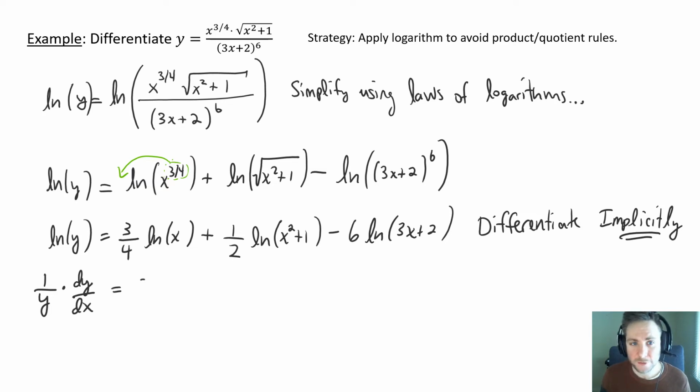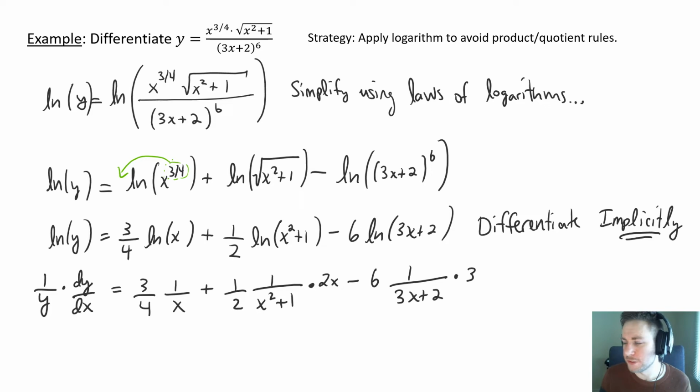On the right side, the derivative of ln x is 1 over x. And for the next term, the derivative of ln of something is 1 over the something multiplied by the derivative of that something, again using the chain rule. The same approach can also be used for differentiating the last term.